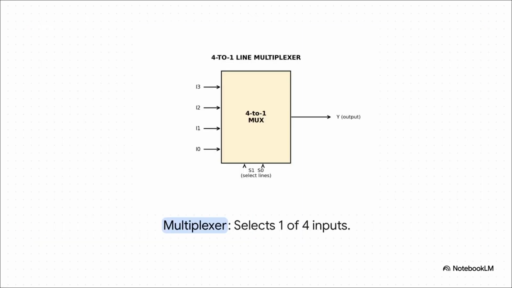Next, we have the multiplexer, which everybody just calls a MUX. You can think of the MUX as the ultimate digital traffic cop. It has several lanes of incoming data, but only one exit lane. It uses dedicated select lines to choose exactly which one of those input signals is allowed to travel through to the single output line. It literally controls the flow of information.